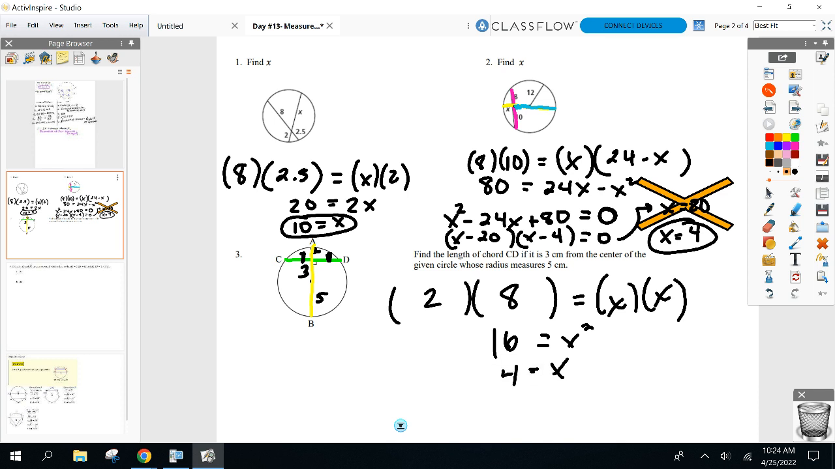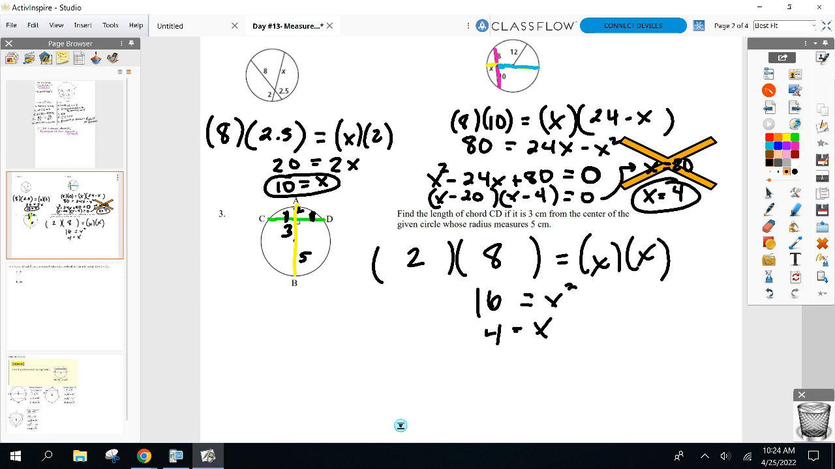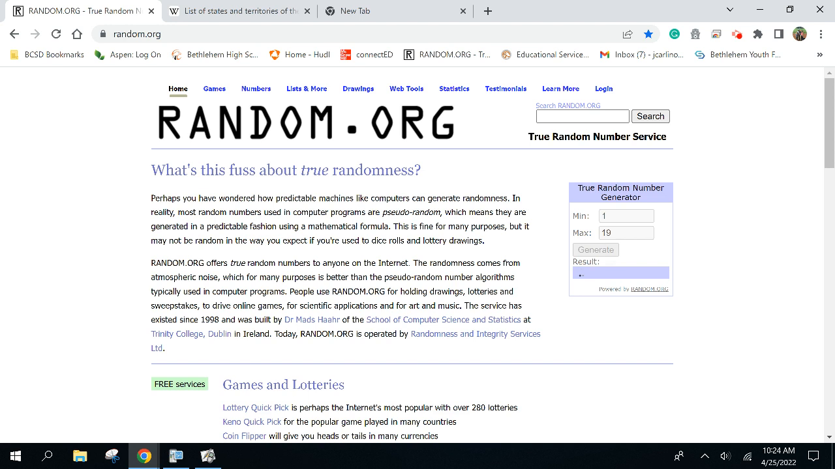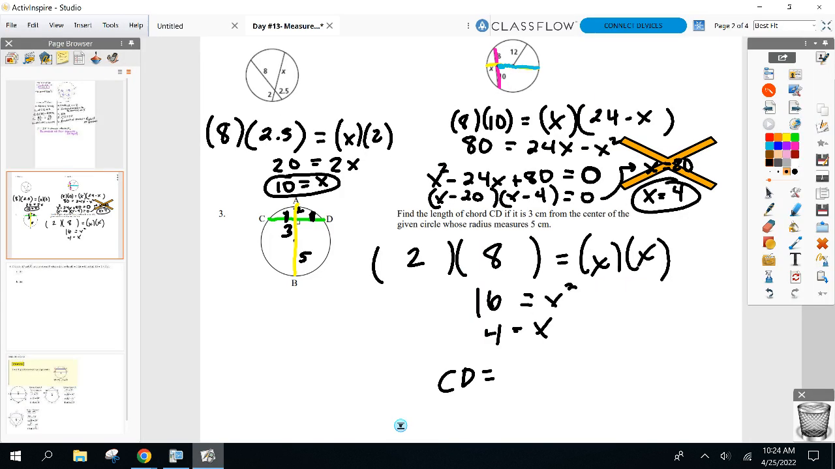Problem though, read the question. Not going to accept 4. We're looking for the length of the chord. So how long is CD then? 4? 8. All right. Questions? Draw yourself a diagram for the next problem.